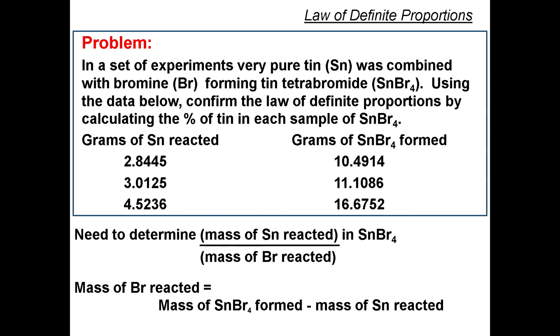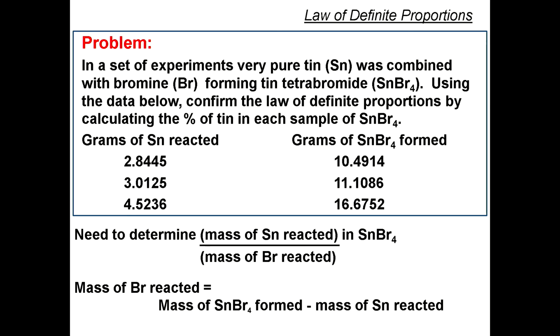So here's another question. For example, in a set of experiments, very pure tin was combined with bromine, forming the bromide. Using this data, confirm this law. Basically, this data are from experiments. So using this data, how to confirm this law?